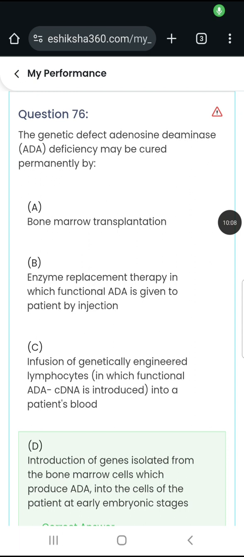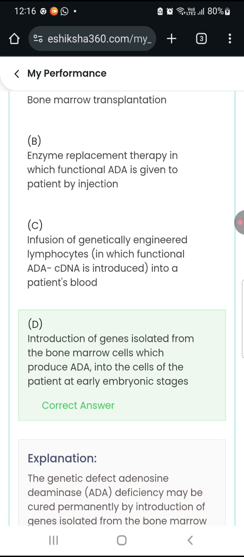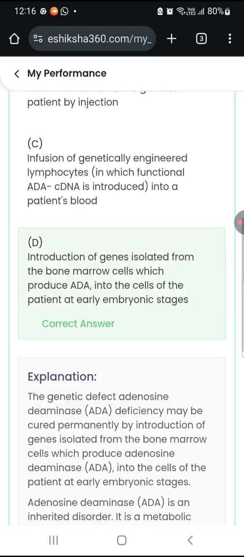Genetic defect adenosine deaminase (ADA) deficiency may be cured permanently by introduction of genes isolated from the bone marrow cells which produce ADA into the cells of the patient at early embryonic stages.